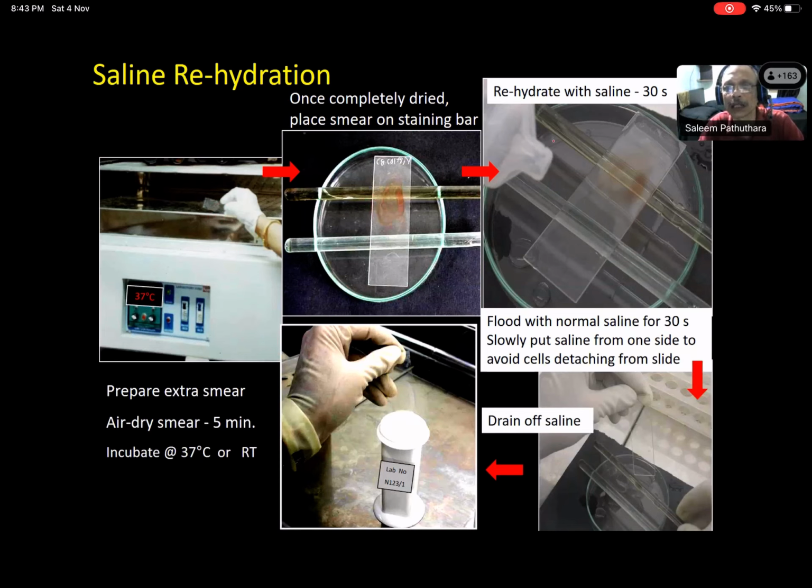Once the slide is completely dried, place the smear on a staining bar or in a horizontal position, and put the saline from the side. On one side of the slide, we have to put the saline from here. Slowly drop the saline on the slide without disturbing the smear, and keep the saline flooded on the smear for up to 30 seconds. Just count 30 seconds, and remove the saline by holding the smear in a vertical position and holding it on a blotting paper so that all the extra saline will be blotted by the filter paper, and put it into the fixative bottle.